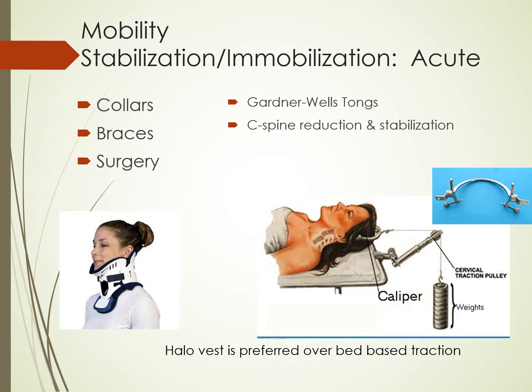All right, let's look at the stabilization and immobilization in the acute stage. So we'll use collars, braces, and surgery. Over on the right, we'll see something called the Gardner-Wells tongs, and this is specifically for cervical spine reduction and stabilization. Don't see this as much anymore. You're more likely to see a halo vest, but your book does go over this.